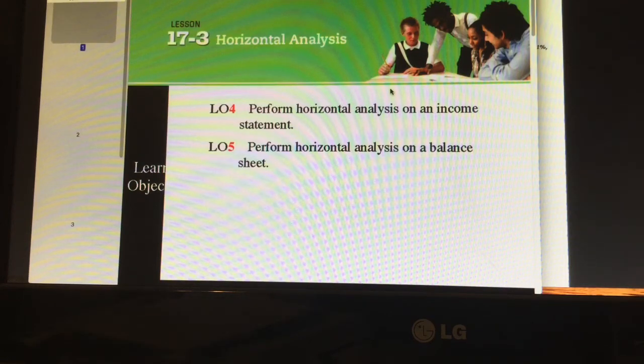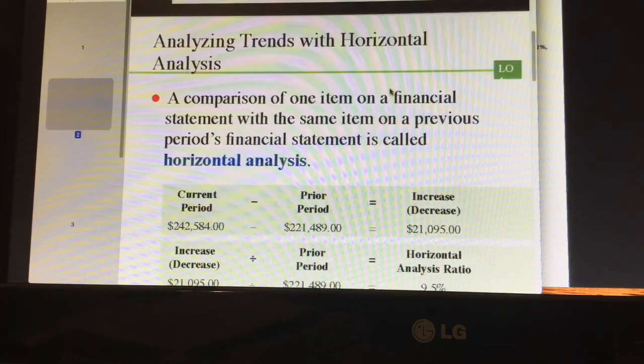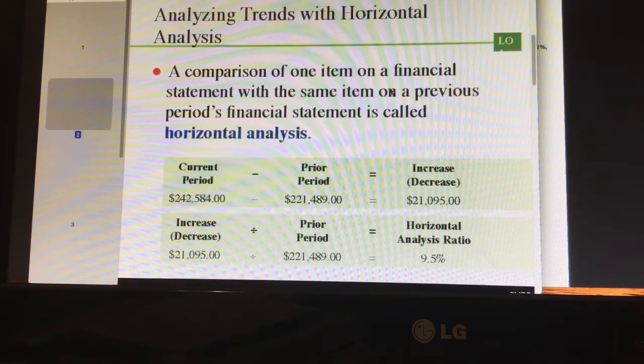In Lesson 3, we will conduct a horizontal analysis. Our learning objectives are to perform horizontal analysis on an income statement and perform a horizontal analysis on a balance sheet. Analyzing trends within horizontal analysis.